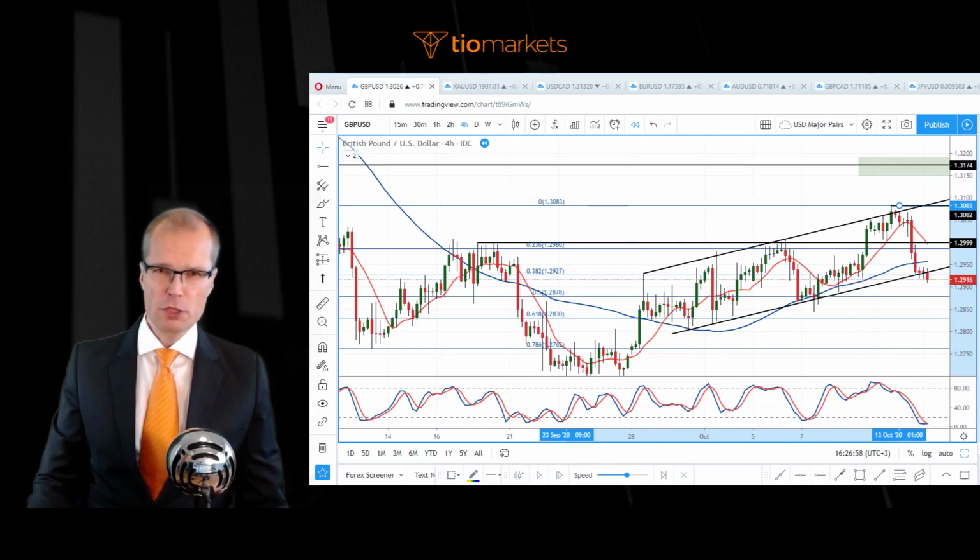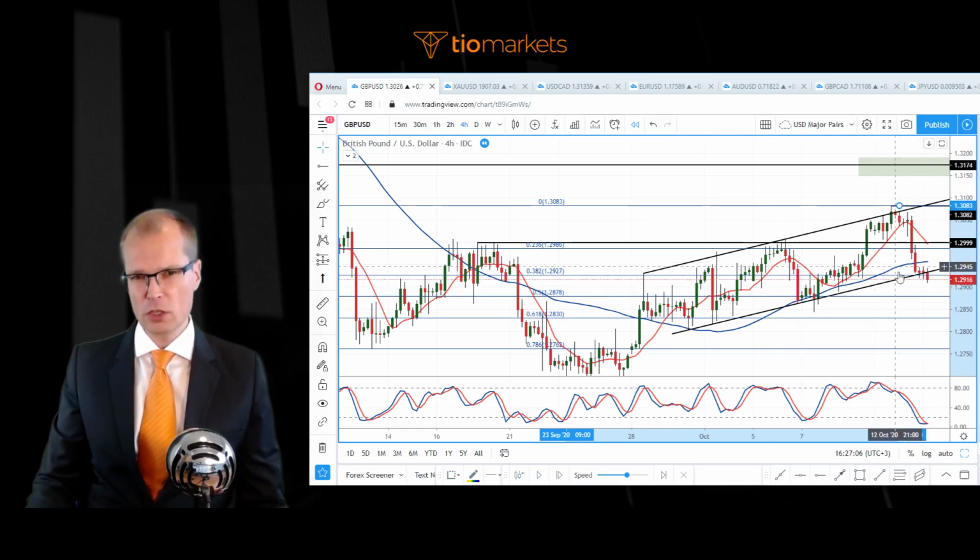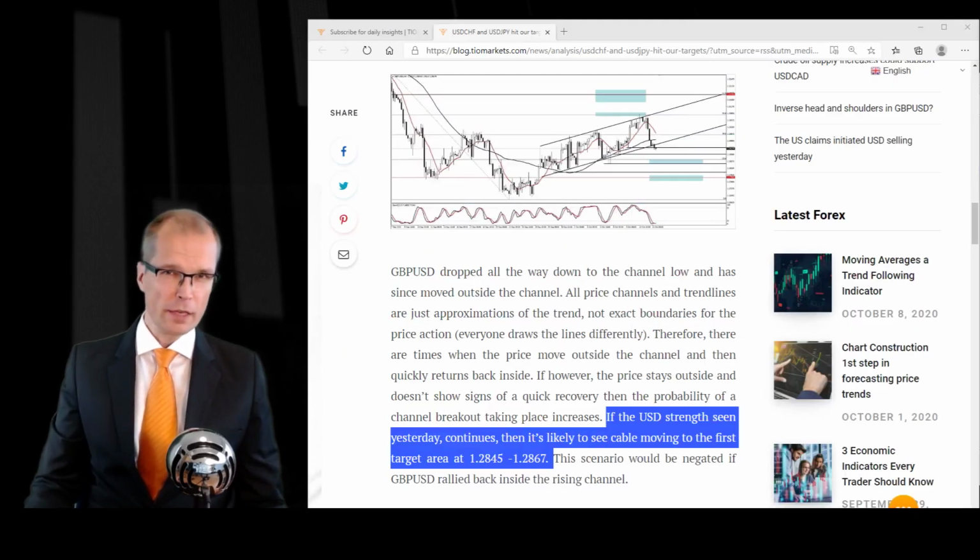This morning we suggested that the market might be moving because it's outside the boundaries of this rising channel. If it can't make its way back to the channel, then it's more likely to move to a target level. So here's the target level that we talked about this morning.